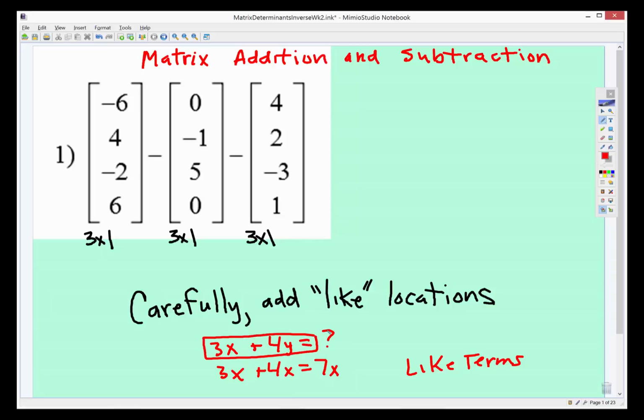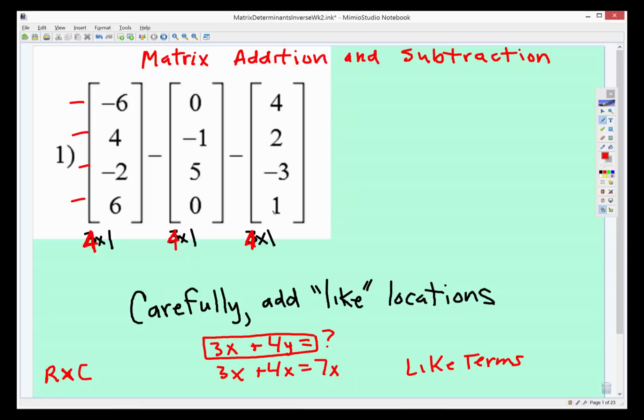Well, in matrix addition and subtraction, each matrix must be the same size, and we're going to identify them. You identify a matrix by the number of rows, then the X for the word by, then the number of columns. And I actually did this incorrectly. There's 1, 2, 3, 4 rows, not 3. And there's only one column.